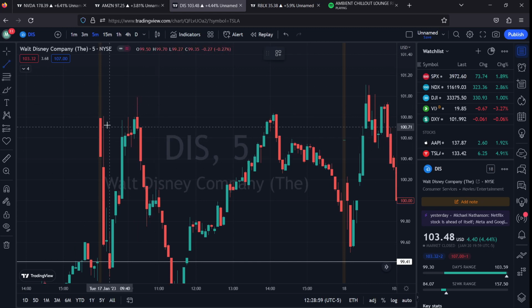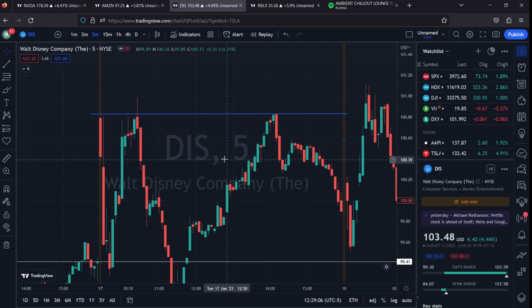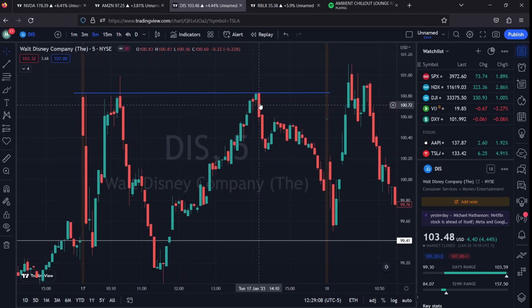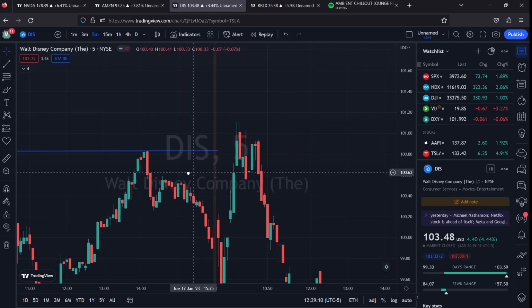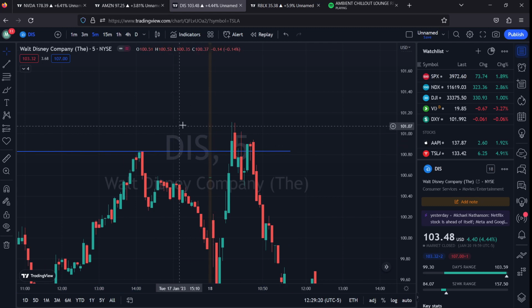So you can draw a level right here at 100.83. Price tried continuing up, rejected, pushed down. If you continue it out to the next day, you can see that it got kind of invalidated. So this might just be an intraday level.